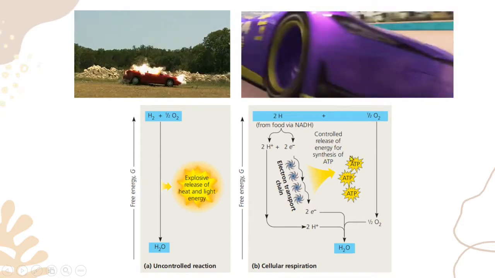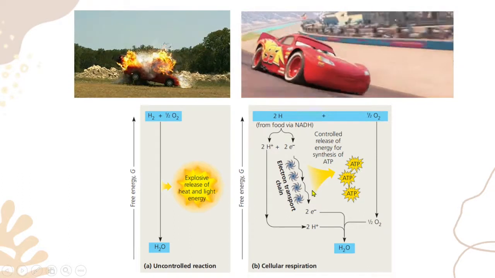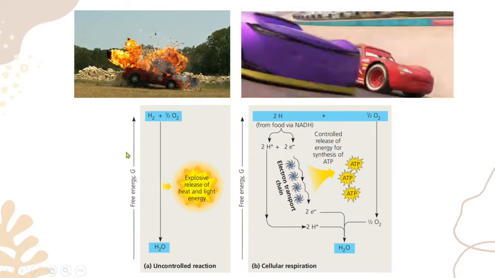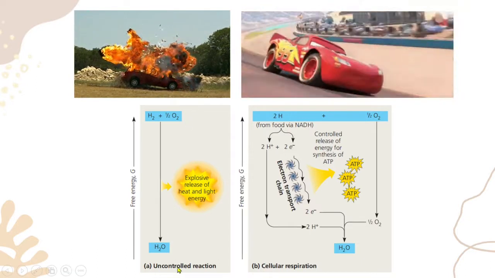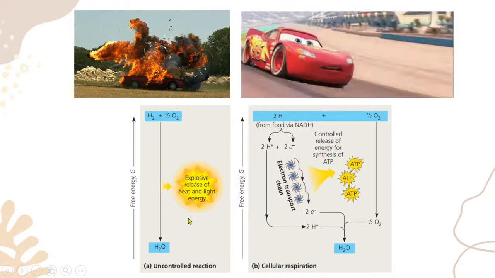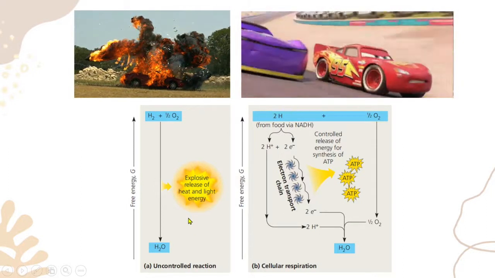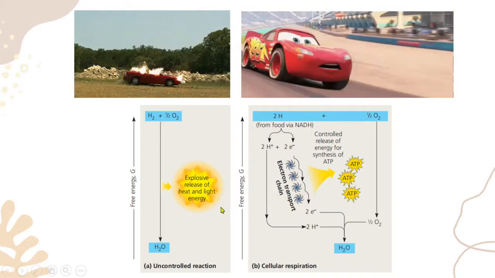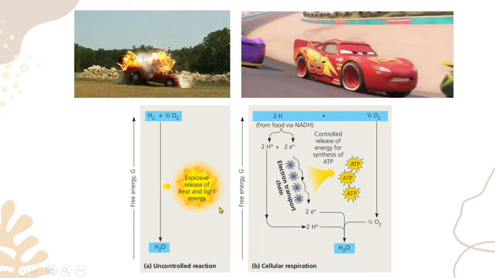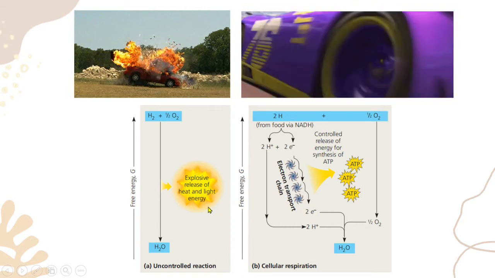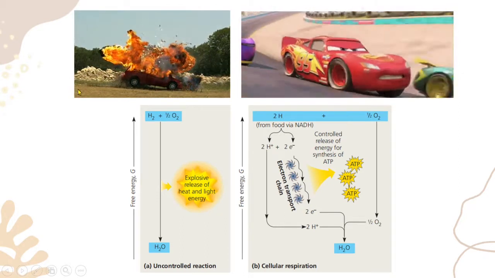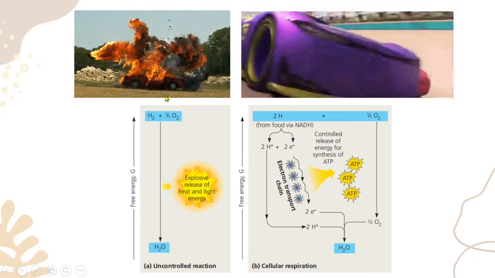So you can see that cellular respiration produces little bits of energy at a time. However, compared with the uncontrolled reaction, it is an explosive release of heat and light. And imagine your food, for example, a piece of bread or your potato that you're eating. If you released all of the energy at the same time, it would be very explosive, just like a car exploding. It's no different from your car.